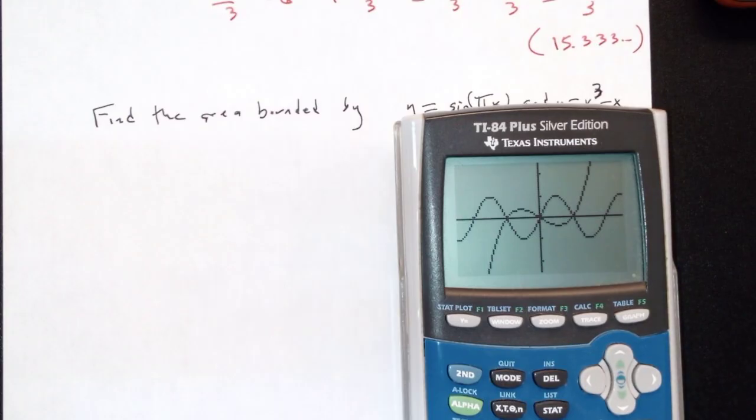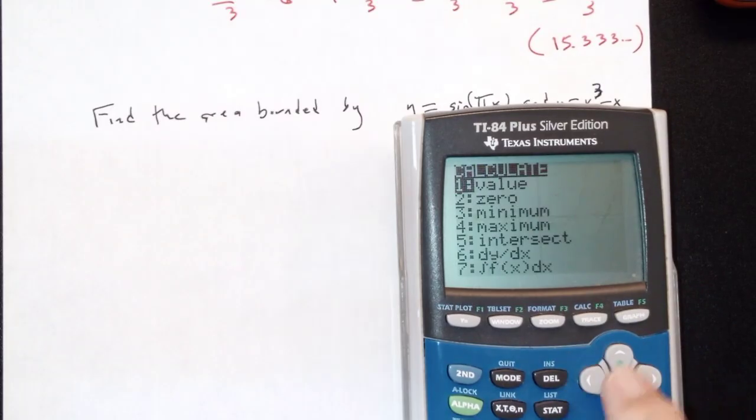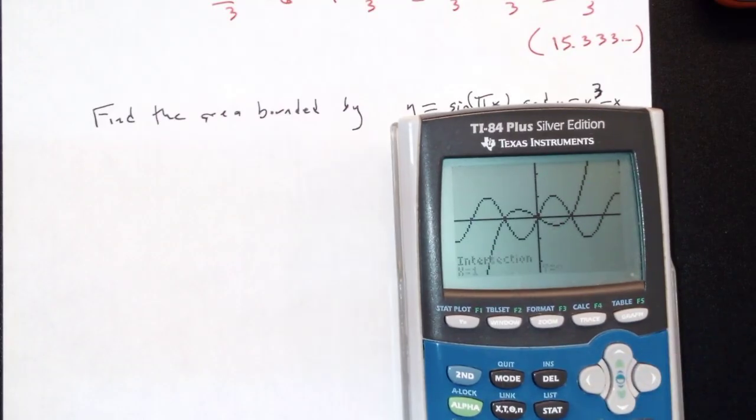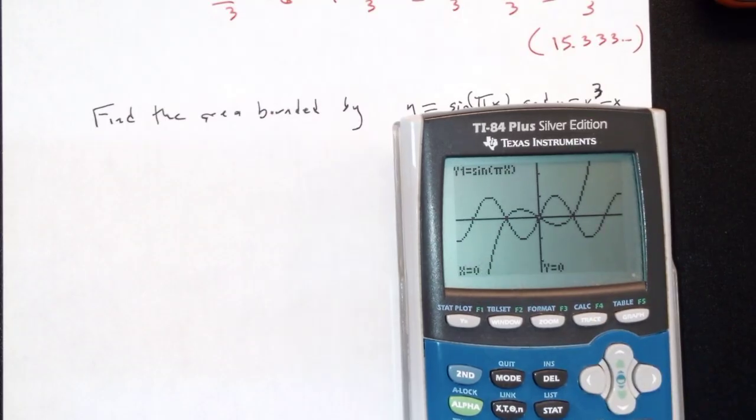So I need to know where they cross. What's that spot? It's 1. I don't even have to do the work, remember? Second, calculate intersection. Yep, they cross at exactly 1. They also cross at exactly 0. So I'm going from 0 to 1, and I'm integrating and multiplying by 2.